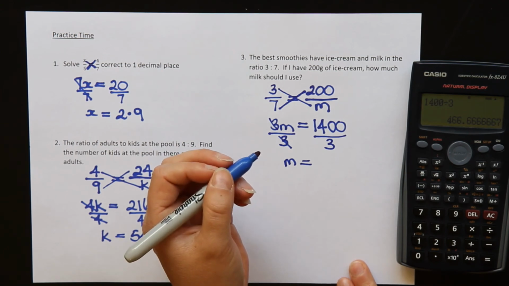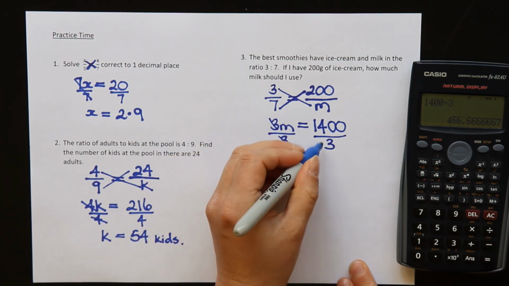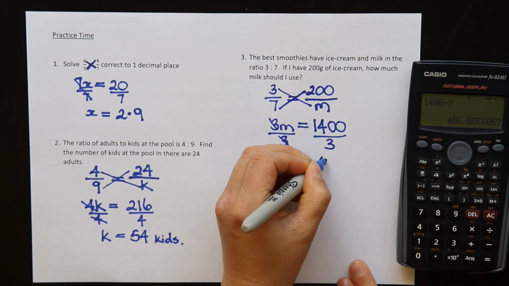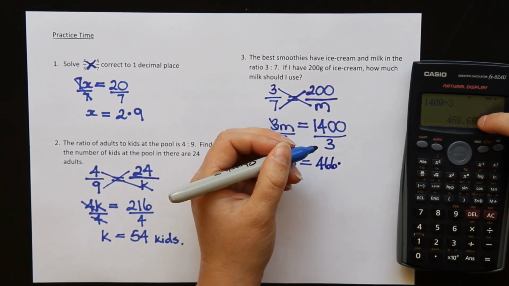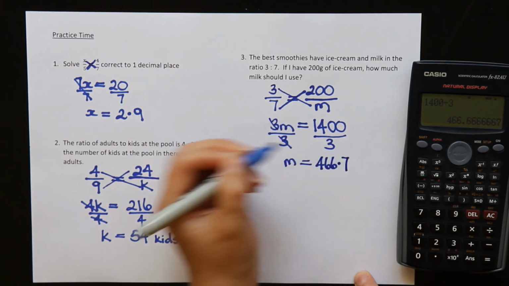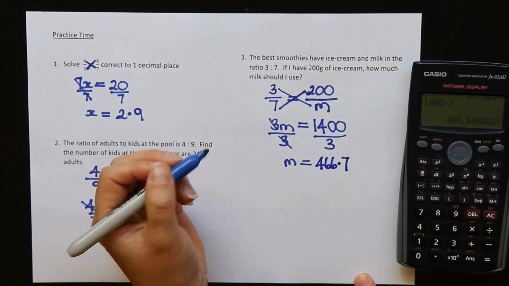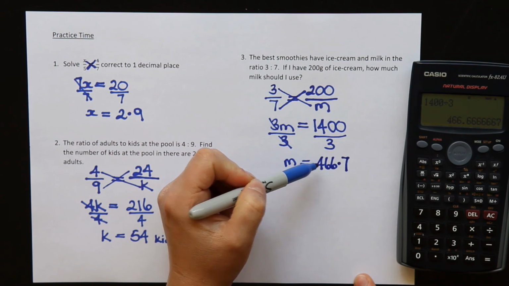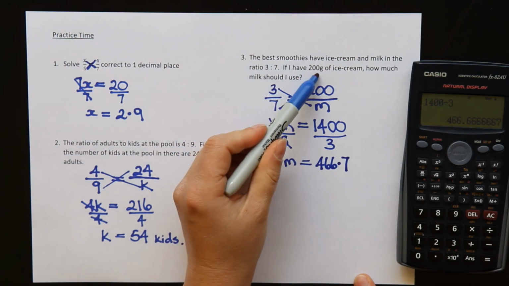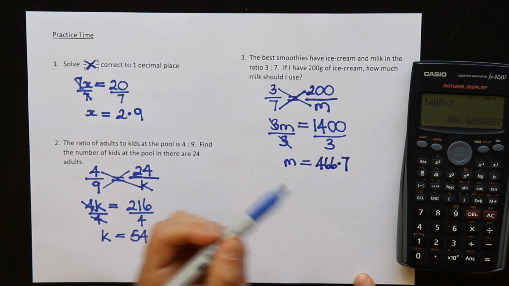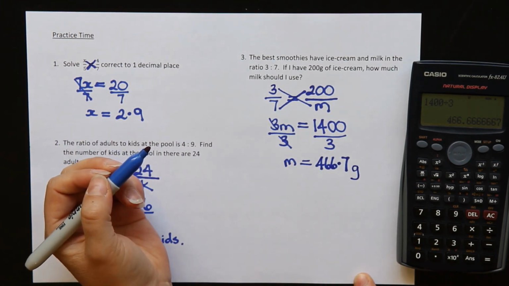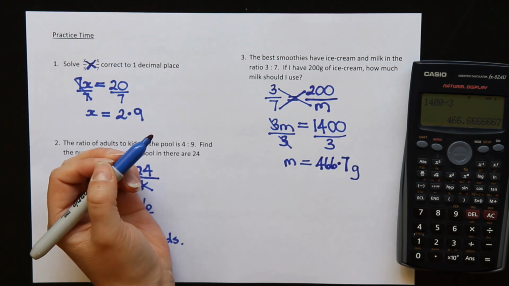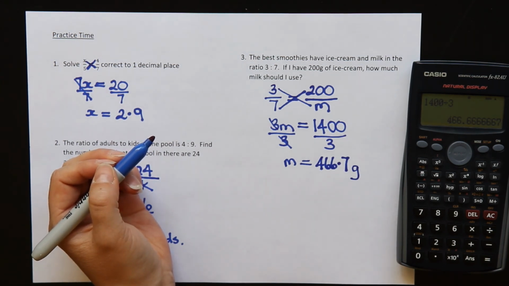Okay, it doesn't say where to round it here. Let's just stick to our 1 decimal place that we've been doing. 466 point, because it's a 6 and a 6 there, we would have to round that to be a 7. Now, the units of this would be grams because we put grams in for our ice cream. So we need 466.7 grams of milk. Perhaps you wouldn't be able to measure your milk quite that accurately, but at least we can calculate it that accurately.